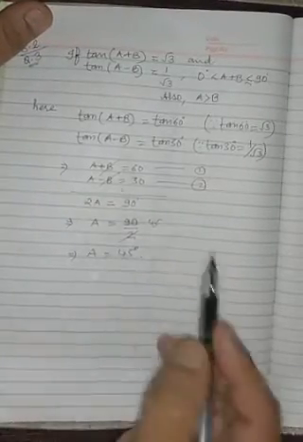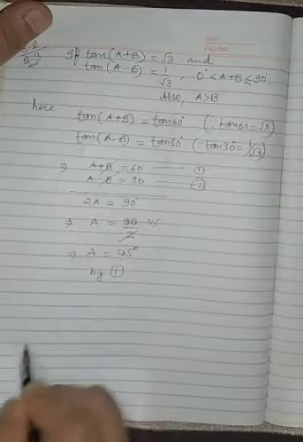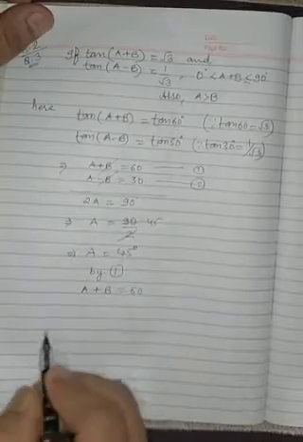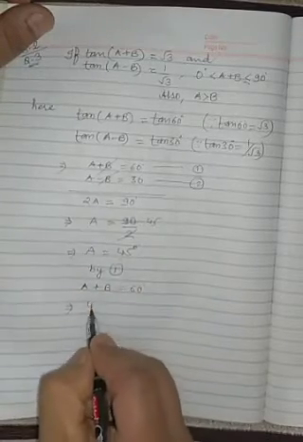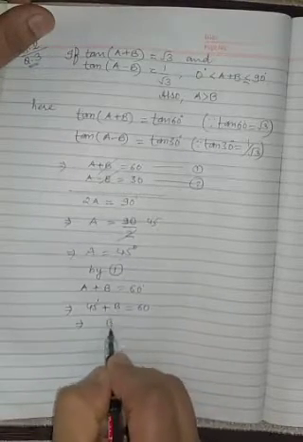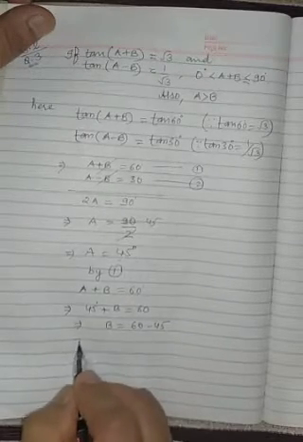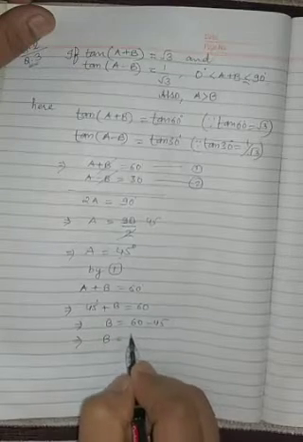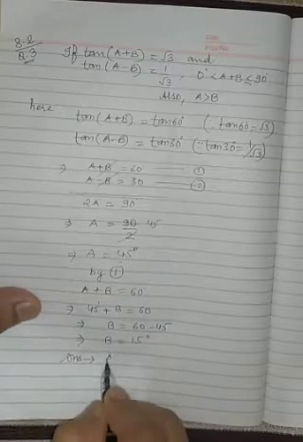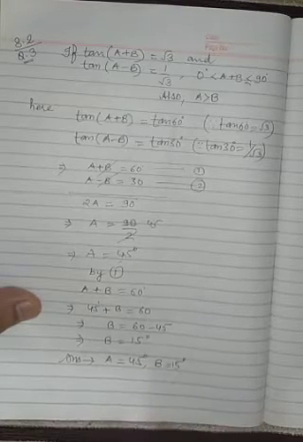Let us put this value of A in equation number 1 or equation number 2, your choice. So I am putting it in equation number 1. Equation 1 is A plus B is equal to 60 degree. That implies, as A is 45 degrees, so 45 plus B is equal to 60. That implies B is equal to 60 minus 45. That implies B is equal to 15 degree. So the answer is A is equal to 45 degree and B is equal to 15 degree.